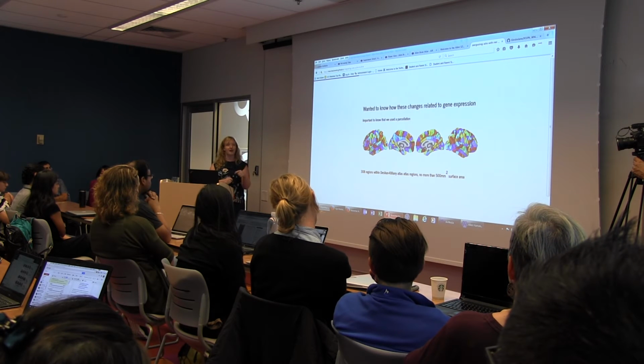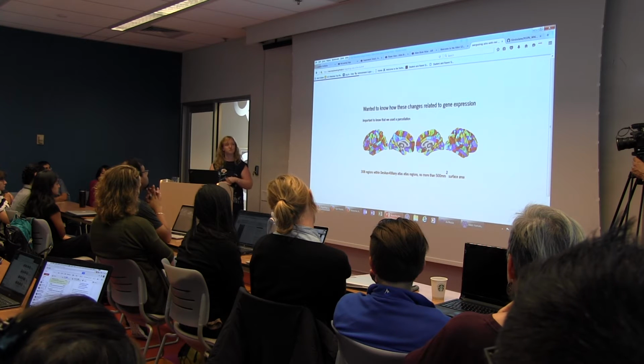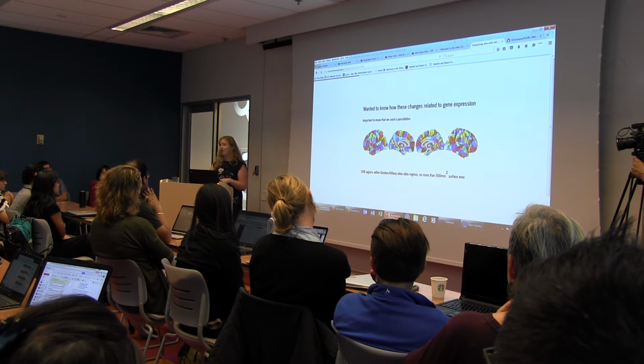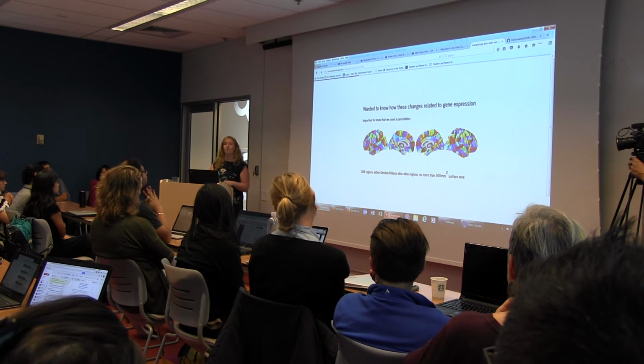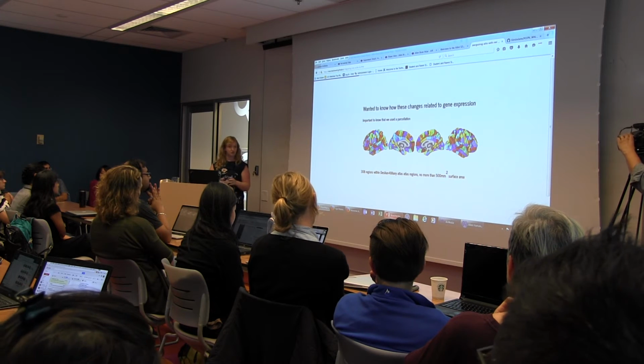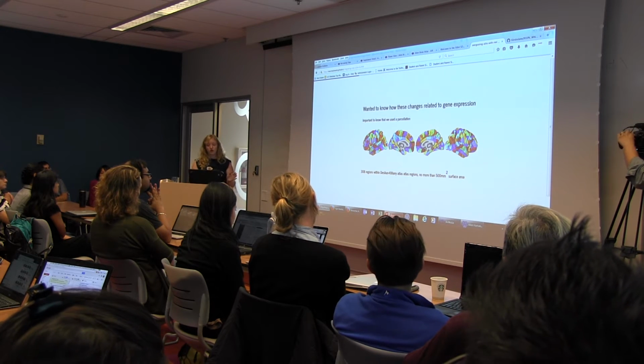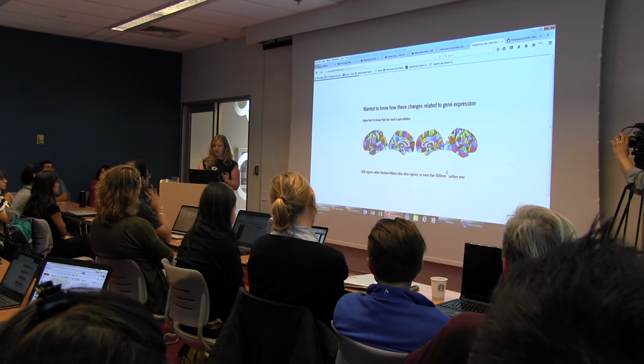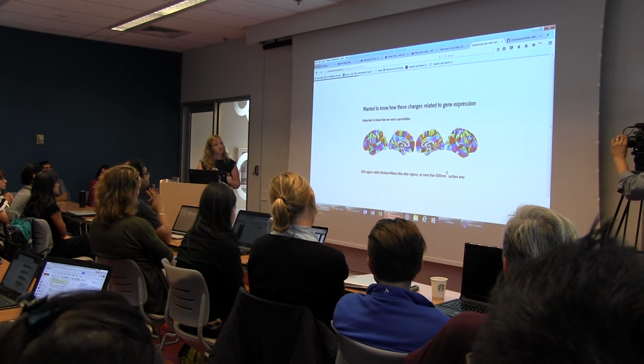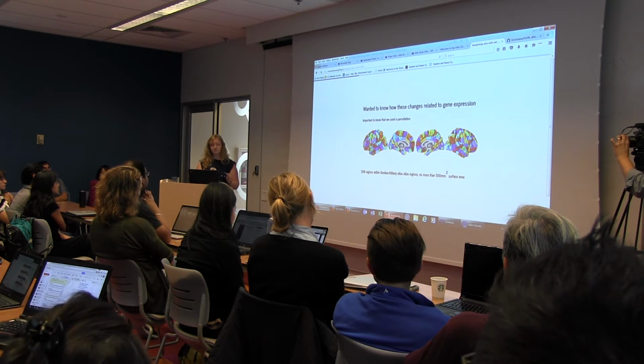So instead of being like random parcel 74, it's part 5, or it's random part 5 of the rostral middle frontal gyrus, for example. So those are our regions. They're all around about the same size. They're mapped back into subject space for the MRI analyses.